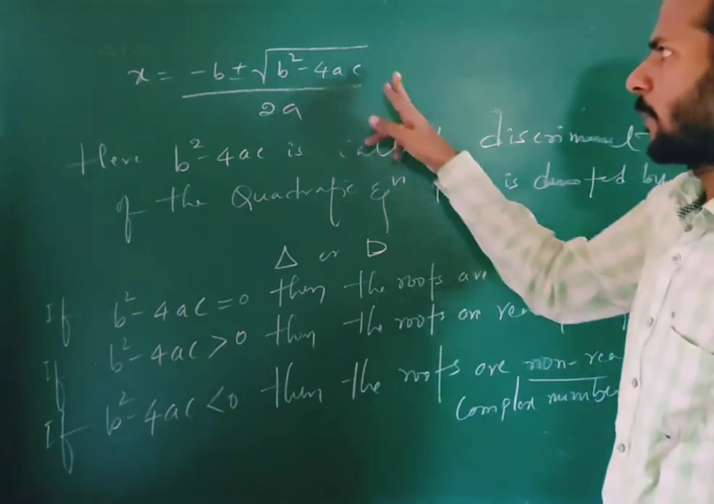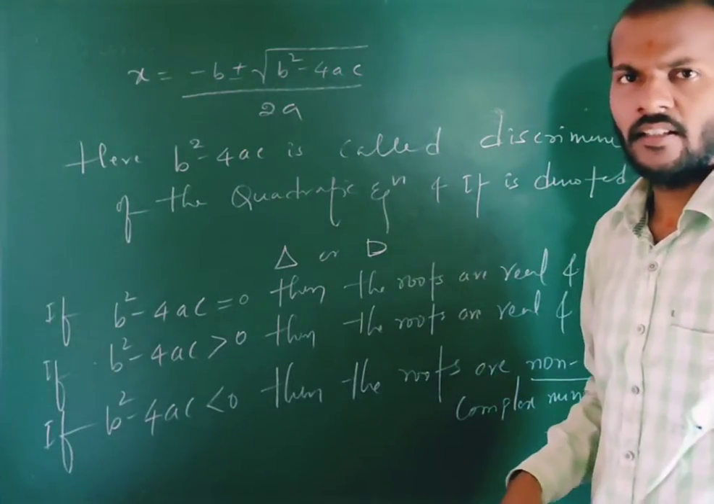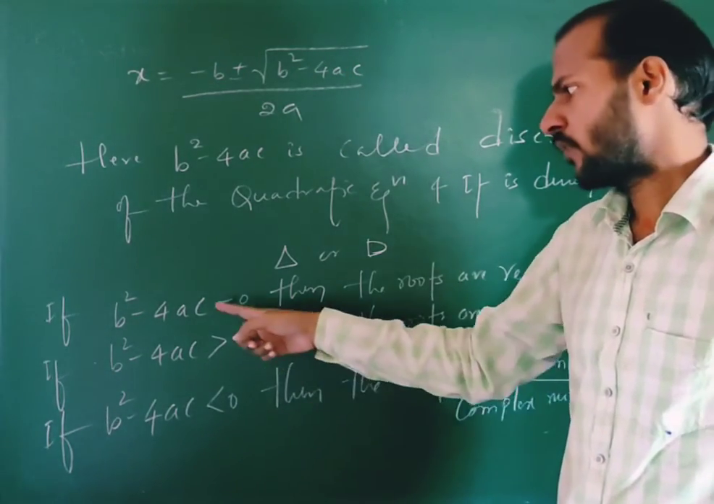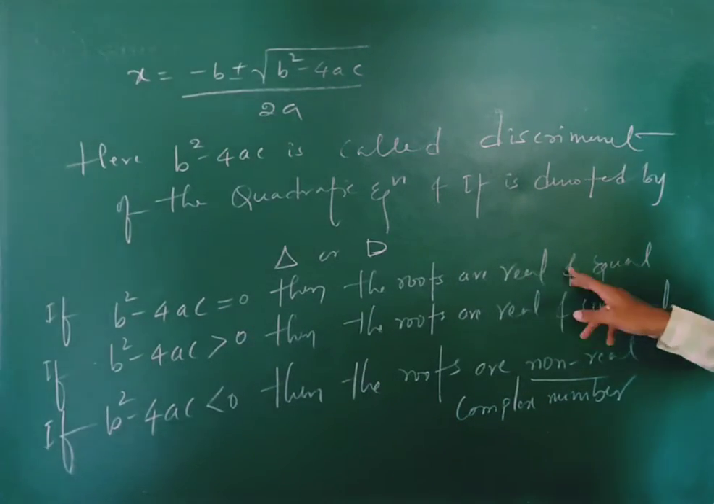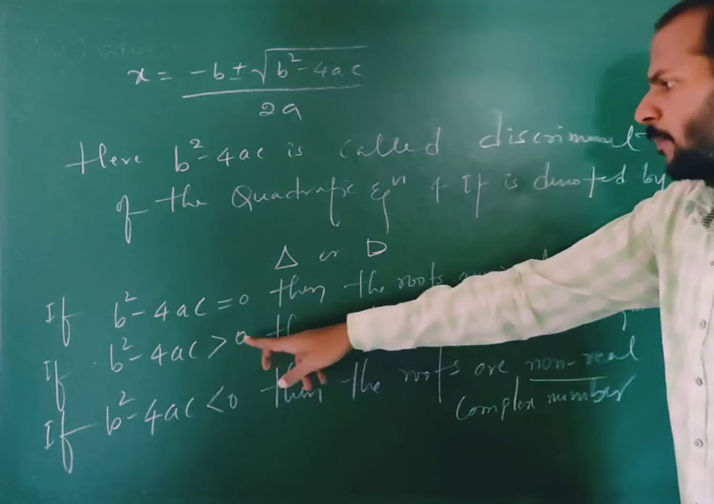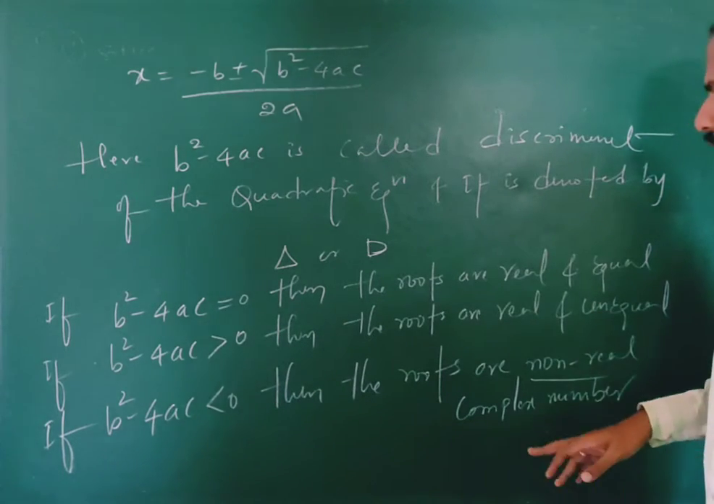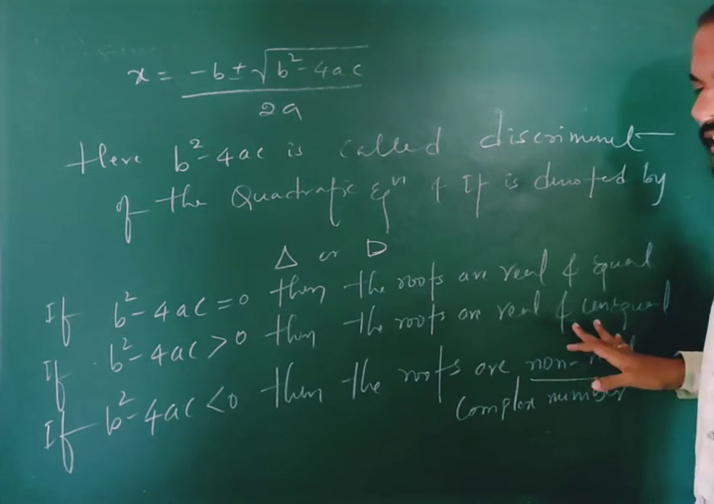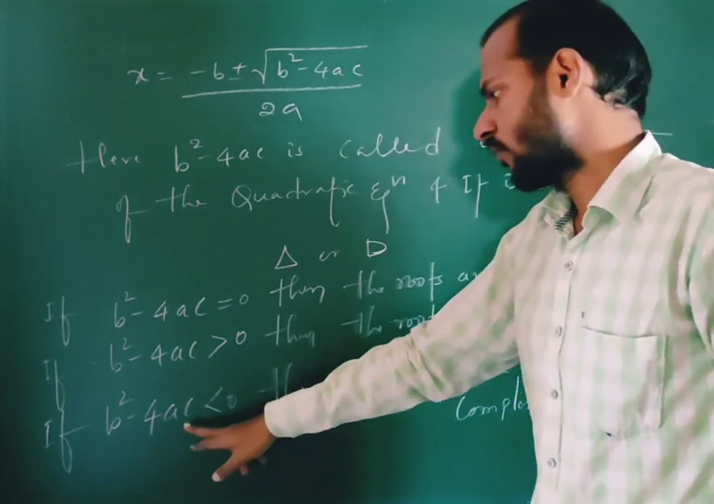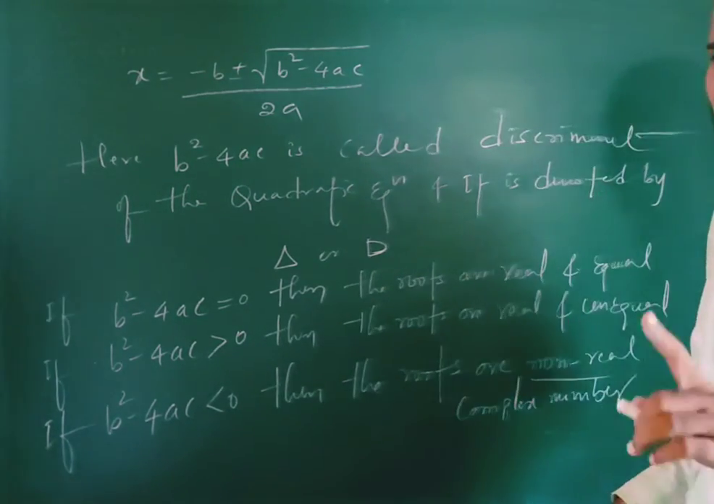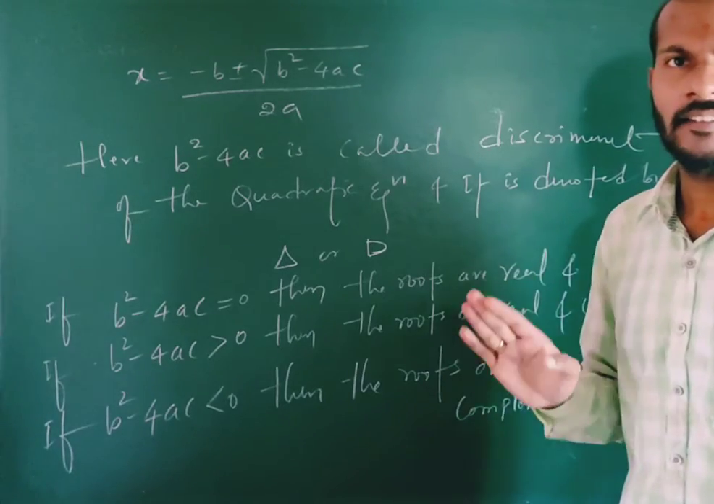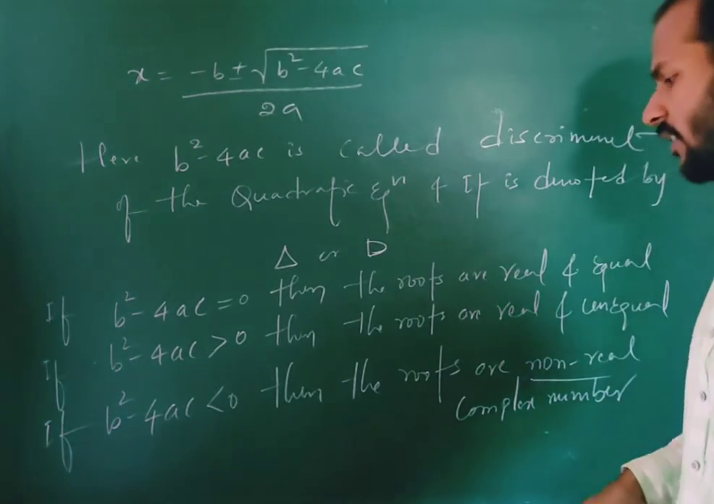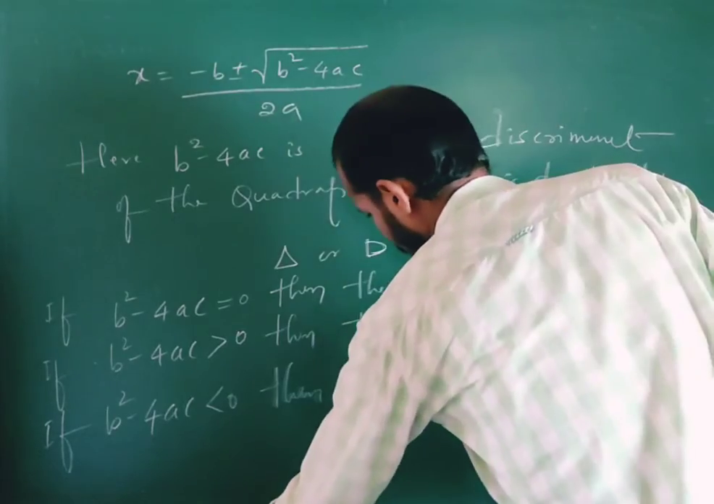So here b square minus 4ac is the discriminant. Then we have three cases. When b square minus 4ac equals 0, the roots are real and equal. When b square minus 4ac is greater than 0, the roots are real and unequal. Whereas in the final one, b square minus 4ac is less than 0, meaning it is a negative term, the roots are non-real complex numbers, right? Let's see one or two examples now.